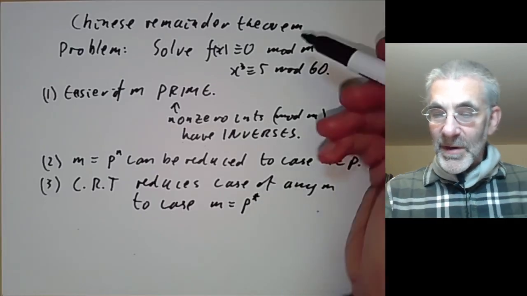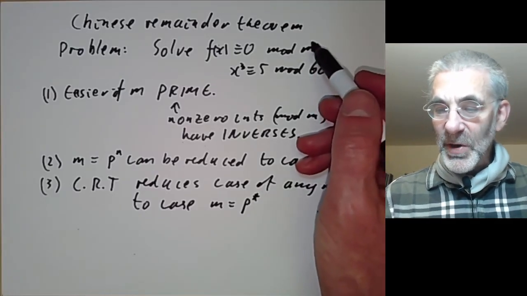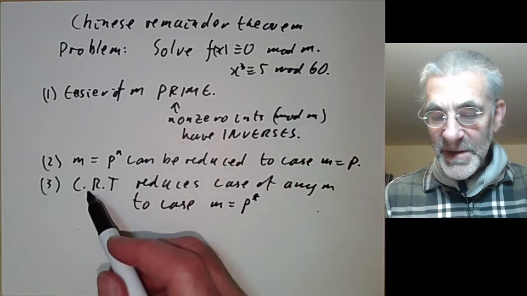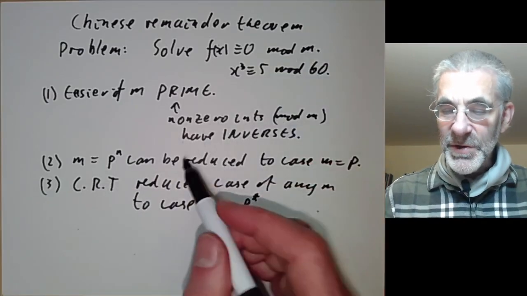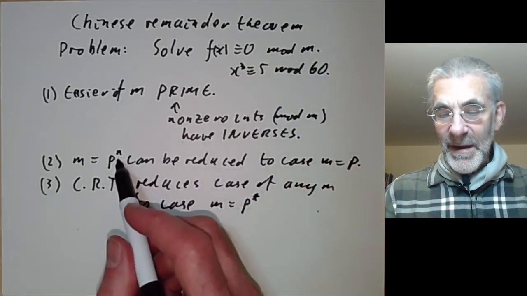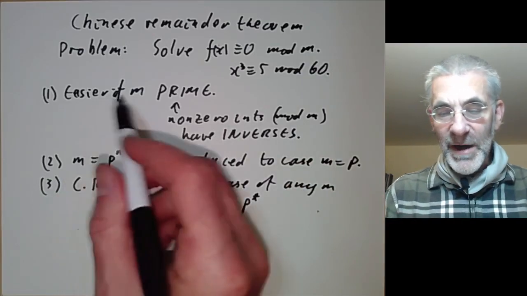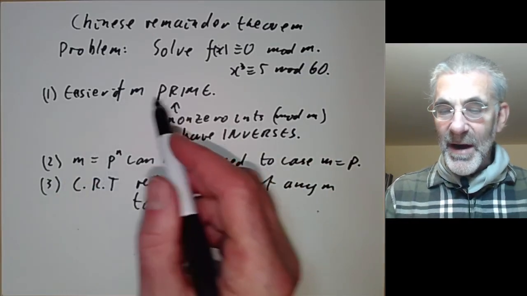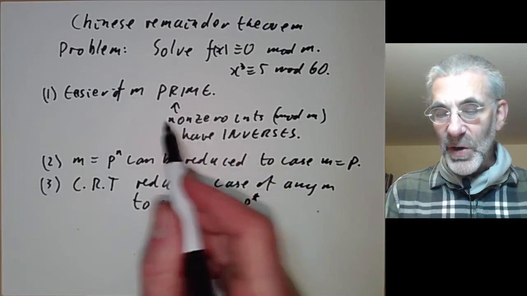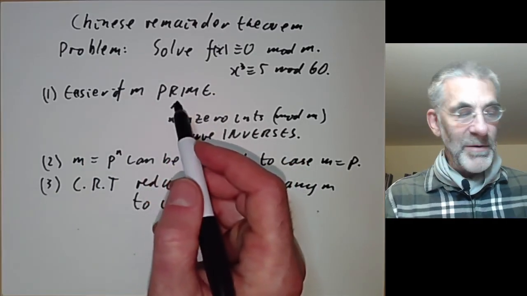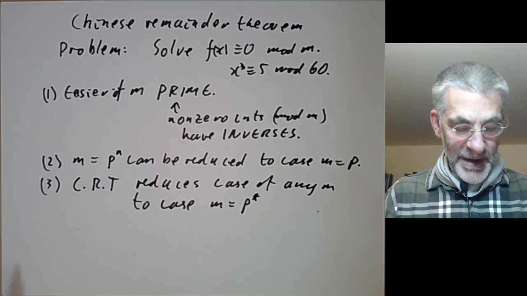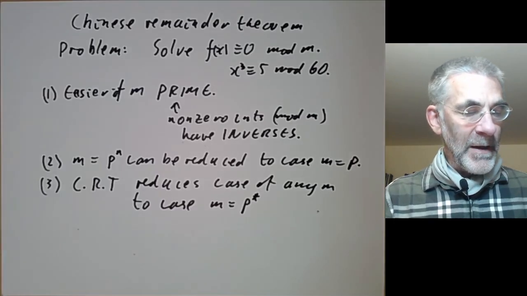So the general technique for solving a congruence modulo some number is we're first going to use the Chinese remainder theorem to reduce to the case of prime powers. Then we reduce the case of prime powers to primes using things like Hensel's lemma. And then we solve for the case when m is prime by using the fact that the integers modulo a prime are particularly well behaved.